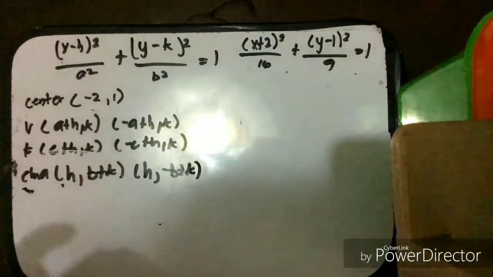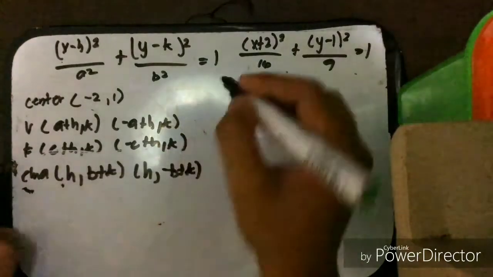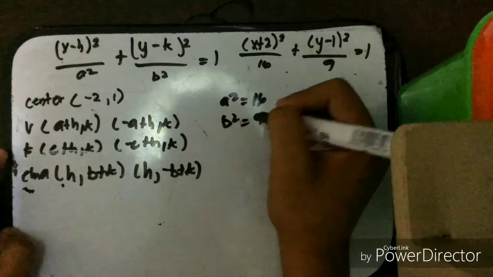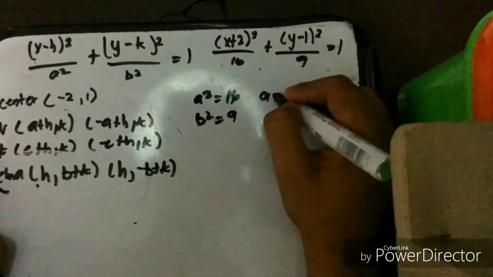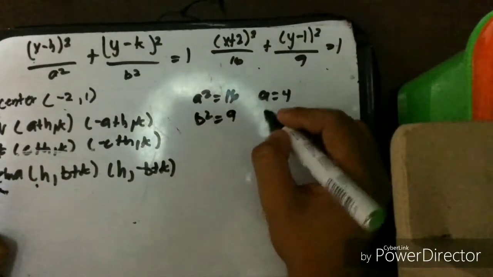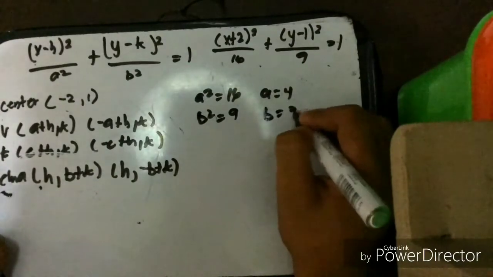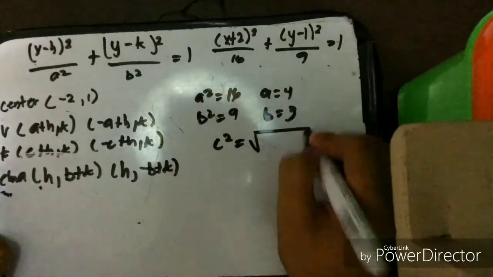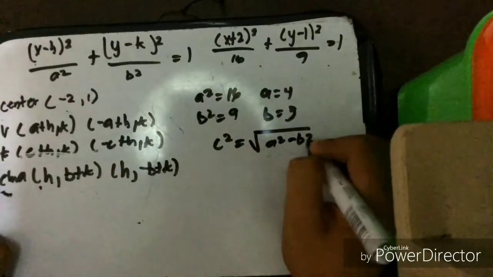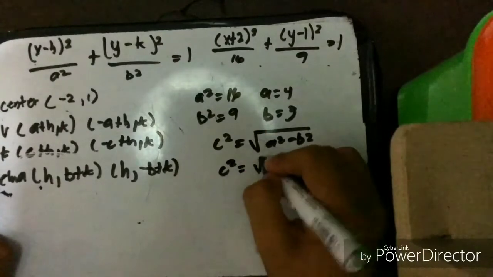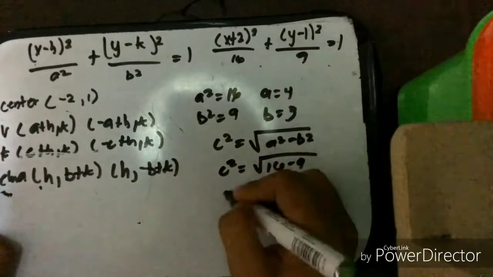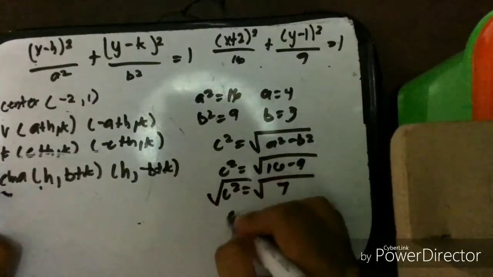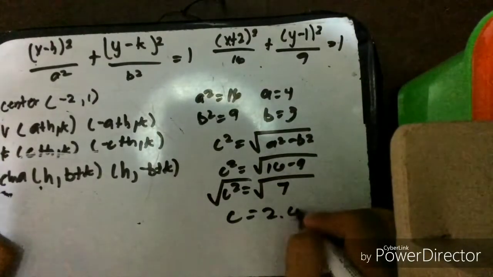So we need now to find a, b, and c. So a squared is equal to 16 and b squared is equal to 9. The square root of 16 is 4, so a equals 4, and the square root of 9 is 3, so b equals 3. So c squared is equal to a squared minus b squared. So c squared is equal to 16 minus 9. c squared is equal to 7. So c equals 2.65.